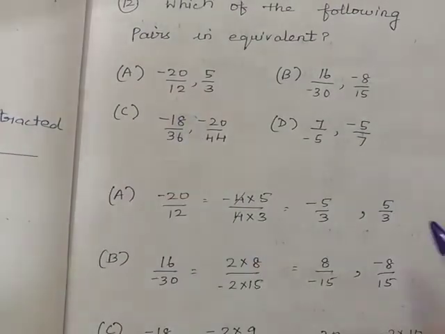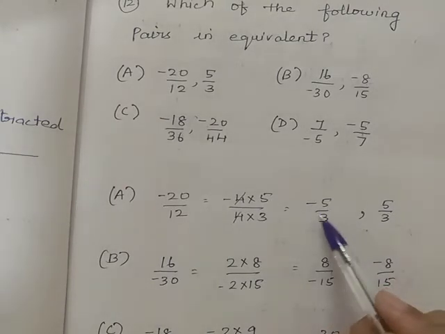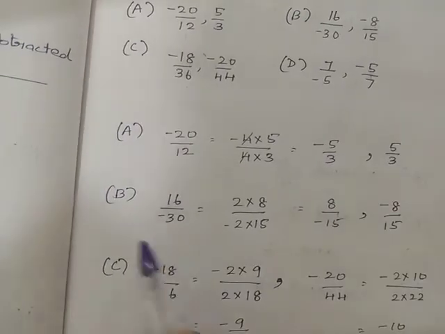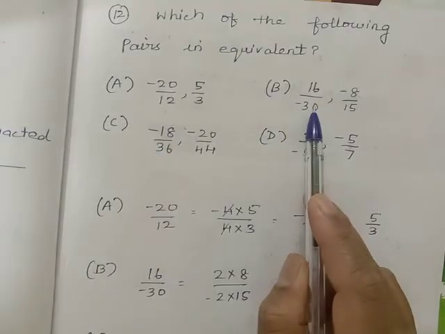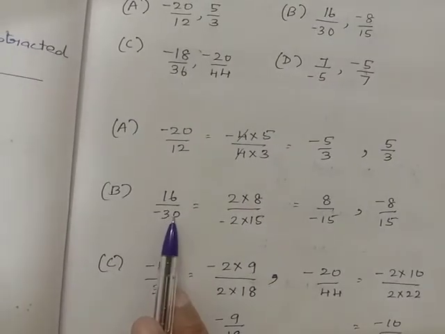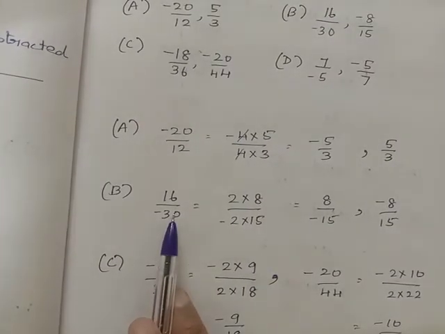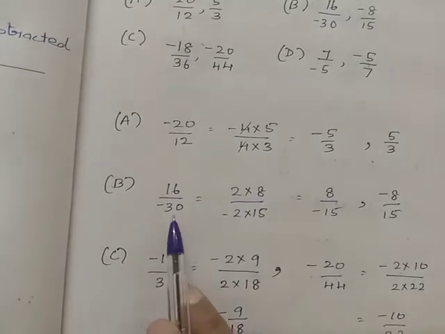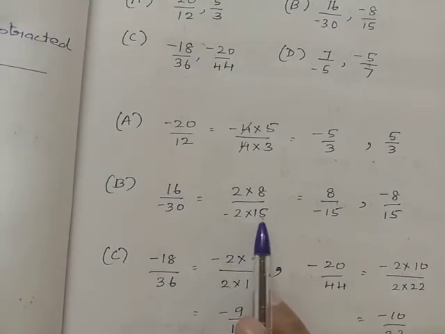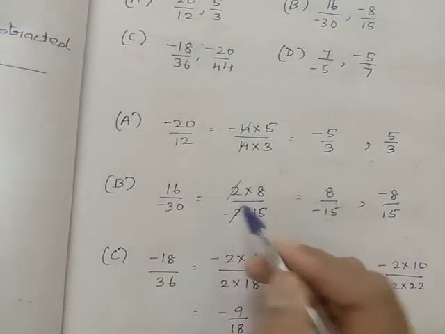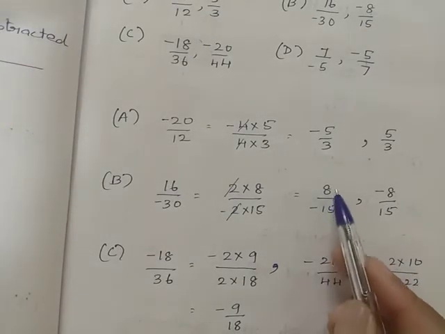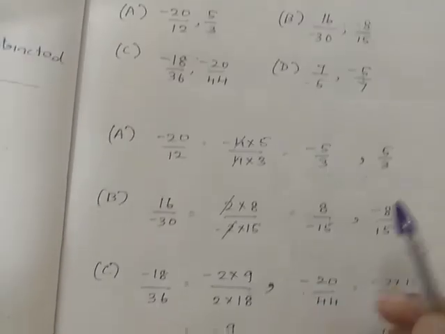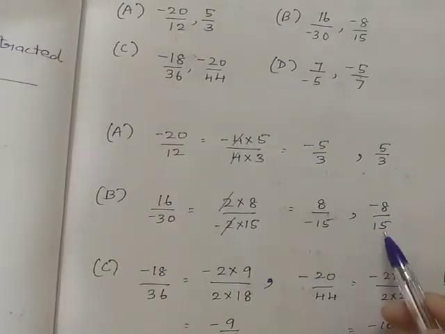Your second value is 5 by 3. Is minus 5 by 3 equivalent to 5 by 3? No. So, the first one's answer is wrong. Now, the second question. The first value is 16 divided by minus 30. We'll write this in standard form. Standard form means it should not divide anymore. So, 16 can be written as 2 into 8. Minus 30 can be written as minus 2 into 15. So, 2 gets cancelled. 8 by minus 15. We cannot divide this number anymore. So, your answer is 8 divided by minus 15 and your second number is minus 8 divided by 15.